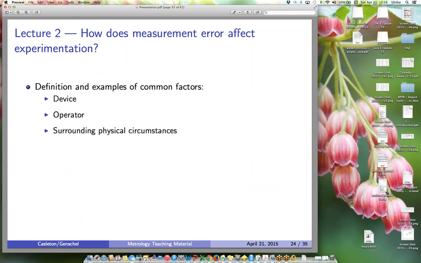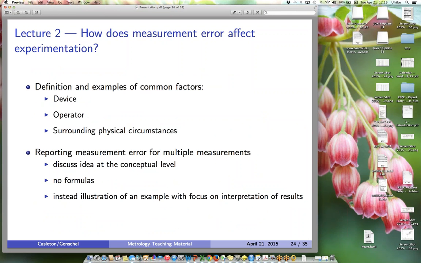So the most common factors usually are variability coming from the device that you're going to use, from, let's say, the operator, that is the people who are taking the measurements, and then very often surrounding physical circumstances, such as, let's say, temperature or humidity, for example.